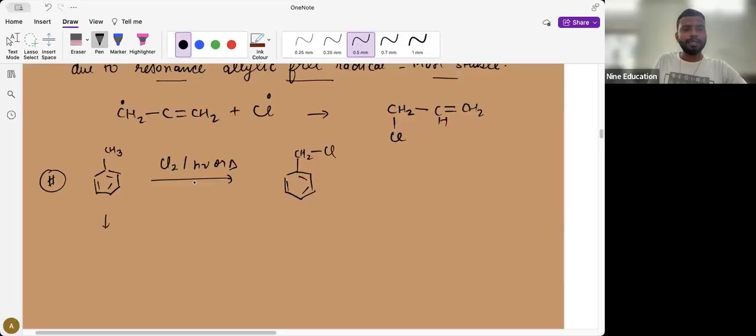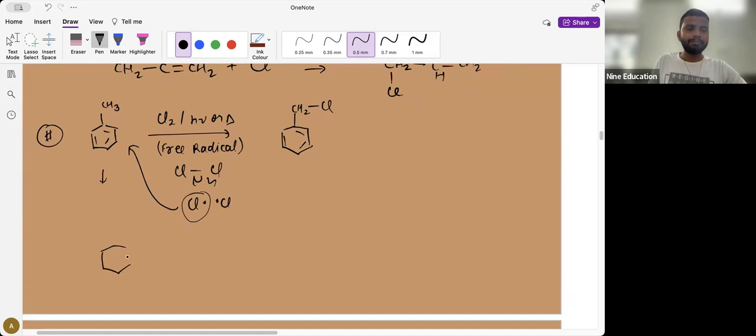This is a free radical mechanism. In a free radical mechanism, Cl2 will break to Cl radical, right? And this Cl radical will initiate here to make a radical. Which radical will be made? This benzylic radical will be made, beta. The CH2 radical is formed because it is in resonance with the benzene.